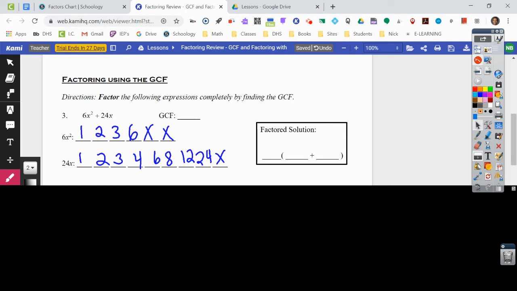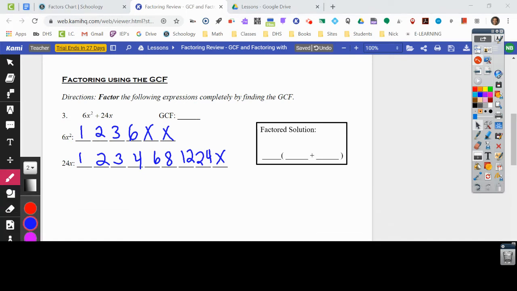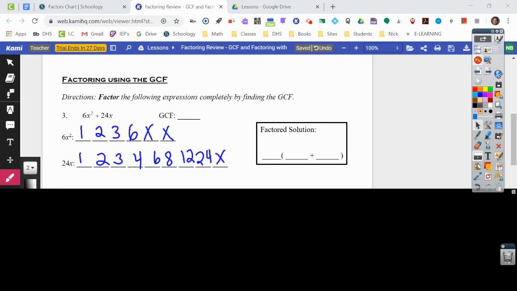All right, so now that we listed out all our factors, we want to find the GCF of the number and of the variable if it has one. Looking at our numbers, 6 is the greatest number in common. And I'm going to circle that they each have 1 x in common. So that means my GCF is 6x. Now that I found my GCF, I'm not done with this problem because I'm asked to factor.